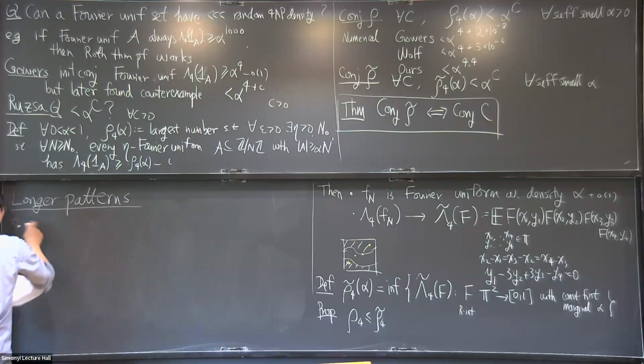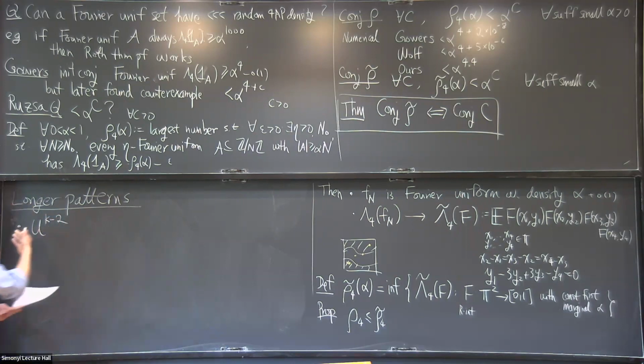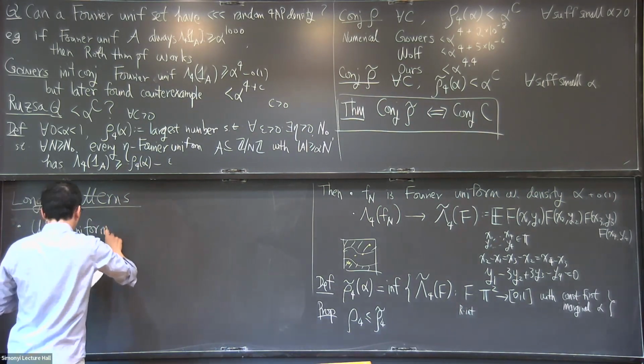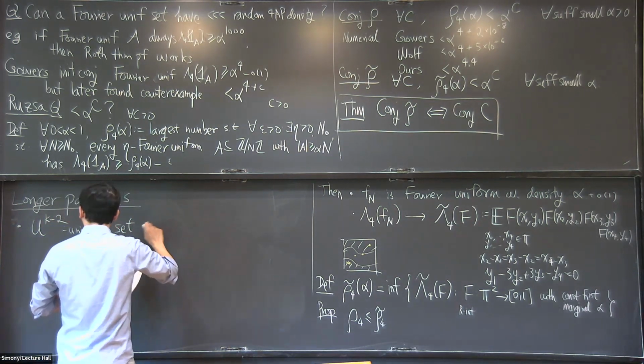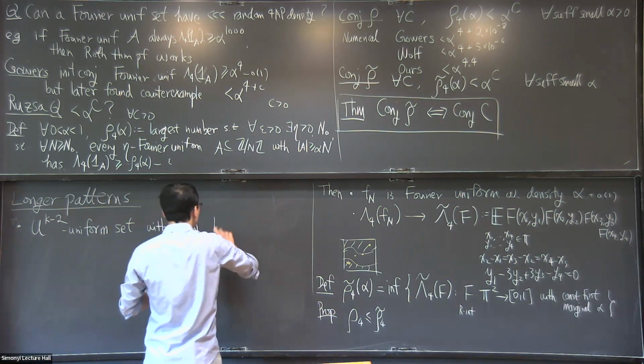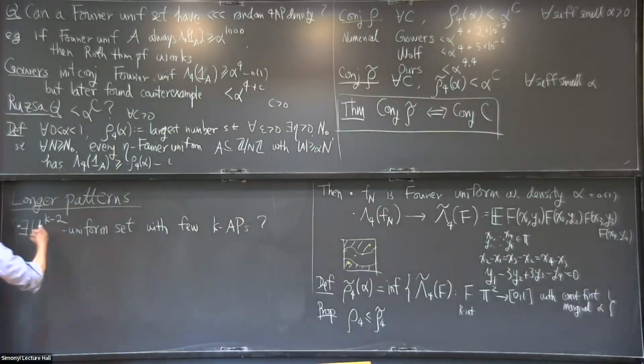Well, one question you can ask, which I think is the right question, is: is it the case that a set that's Gowers uniform, U^{k-2} uniform, can it have few k-APs? So do there exist uniform sets with few APs, and then I want Gowers uniformity? The things we just discussed correspond to k equals 4. And then U2 uniformity is the same as Fourier uniformity.